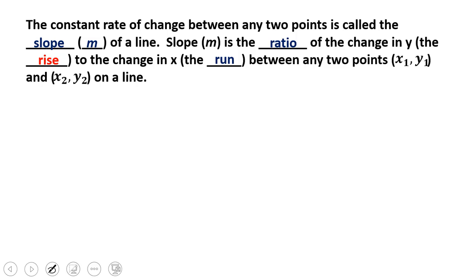So it's a ratio, and that ratio is the change in y, that's the rise, to the change in x, that's the run, between any 2 points. Those points x1, y1, and x2, y2 on a line. So let's take all of that we just said and make it look like an equation. So slope M. What is slope M? Well, it's the rise to the run. Let's talk about rise to run first.